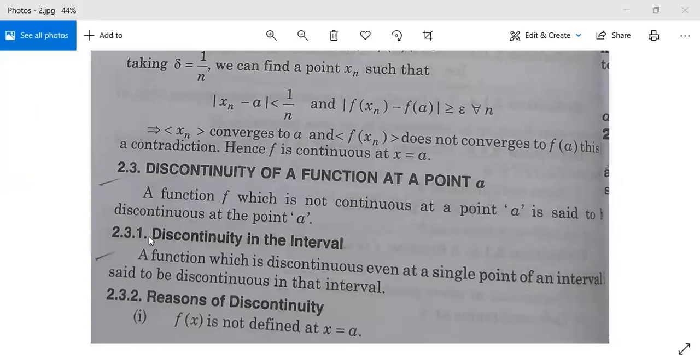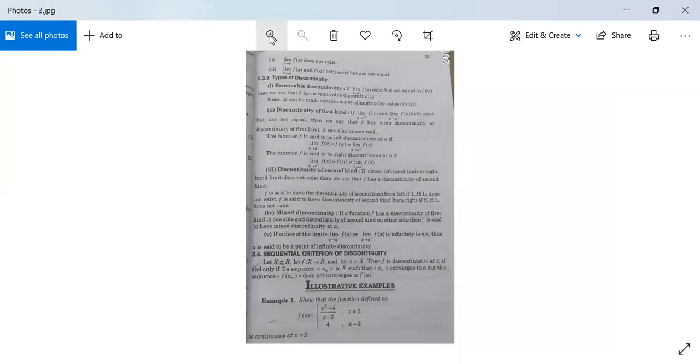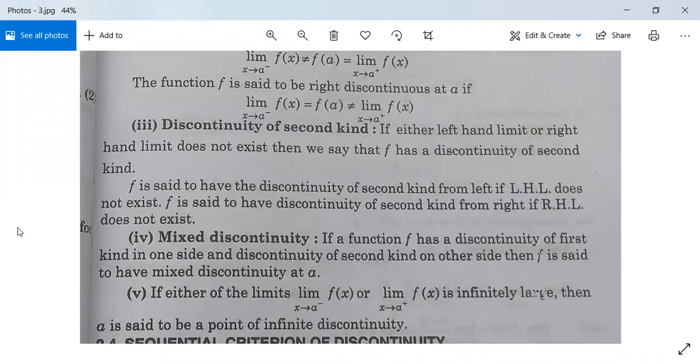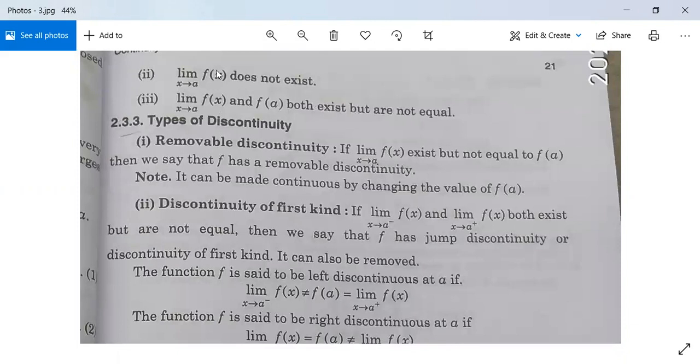अब ये देखो, regions of discontinuity. f(x) is not defined at x = a. पहला रीजन, और सेकेंड है कि limit f(x) x tending to a does not exist. और थर्ड है limit f(x) x tending to a और f(a) both exist, दोनों एग्जिस्ट करते हैं but they are not equal. तो अगर ये तीन केस हैं तो फंक्शन जो होगा it will be discontinuous.